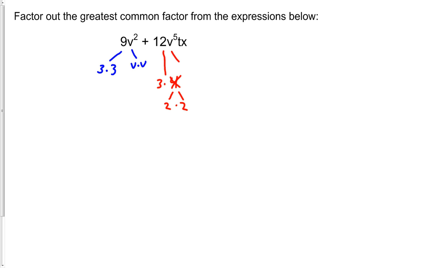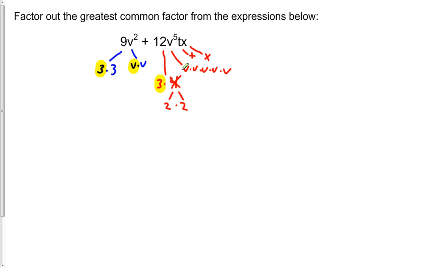Then we have our v to the fifth, which is just v times v times v times v times one last v. And then we have a t, and we have an x. So these are all of the factors of each of these separately. To find the greatest common factor, we see what factors they both have in common. So I can see here that they both have a 3. Looks like none of the other constants are in common.